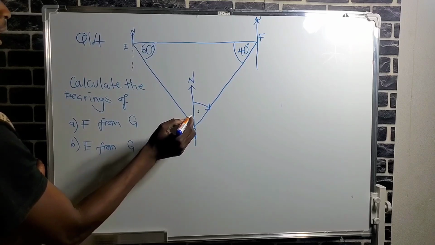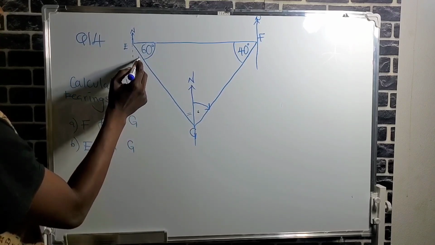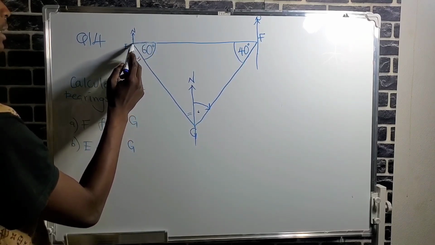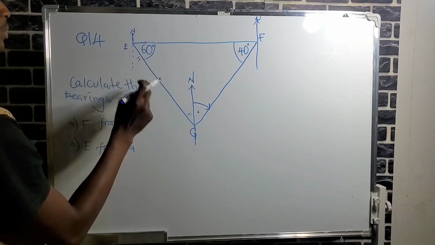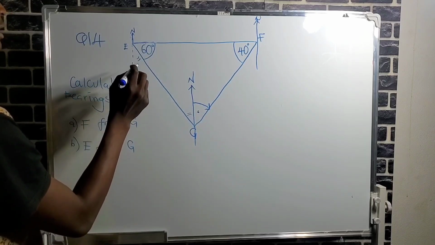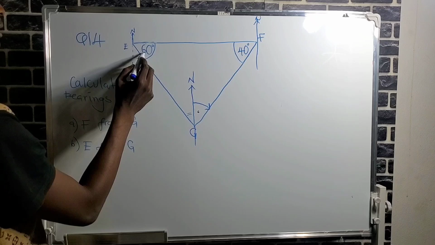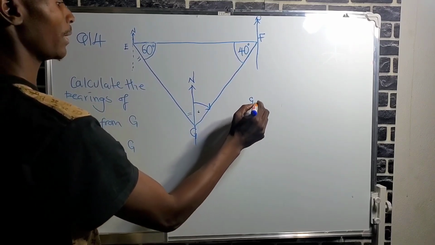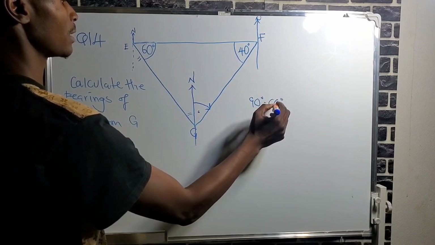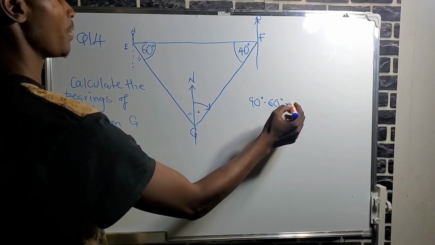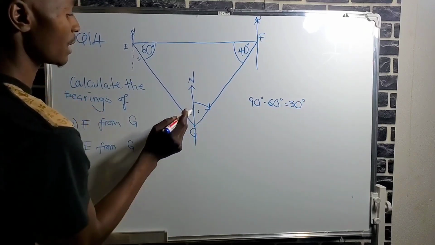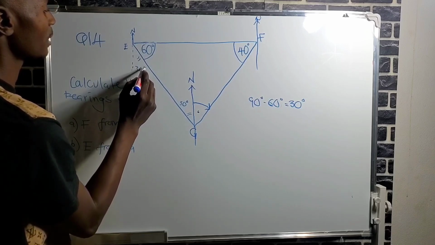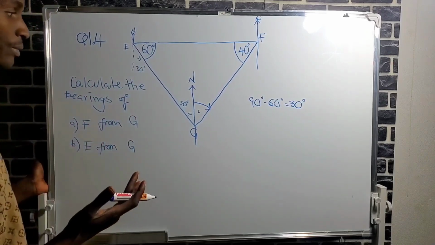So this angle is also equal to this angle. And remember, look at this. This is 90 degrees. So to find this angle, we can subtract 60 from 90, so we are going to have 90 minus 60, which is 30. So this angle here is 30 degrees, and this side is also 30 degrees. You see what we know?